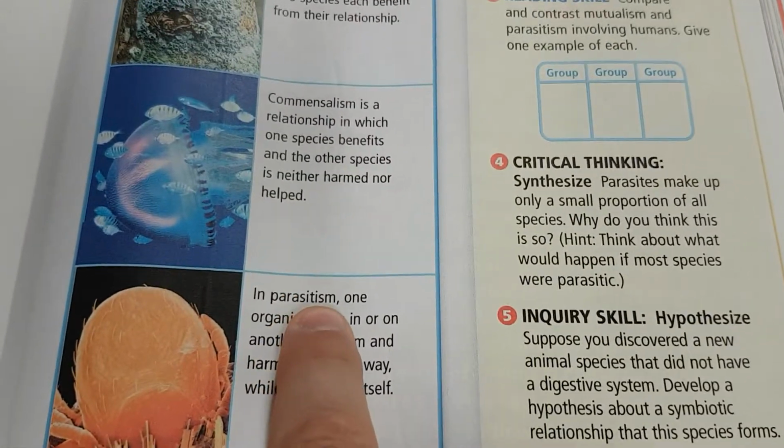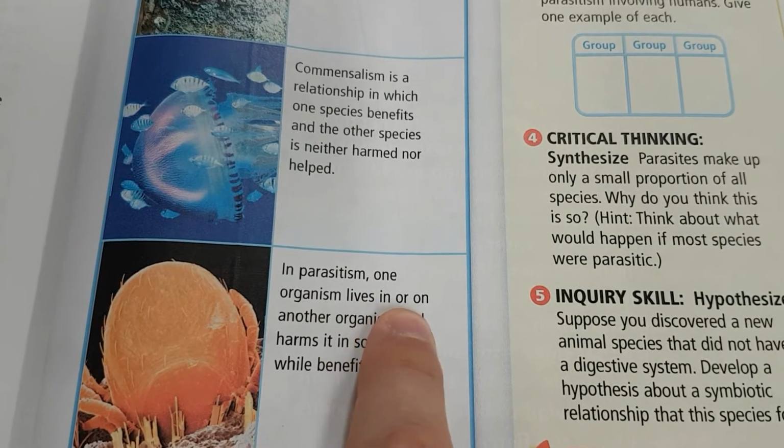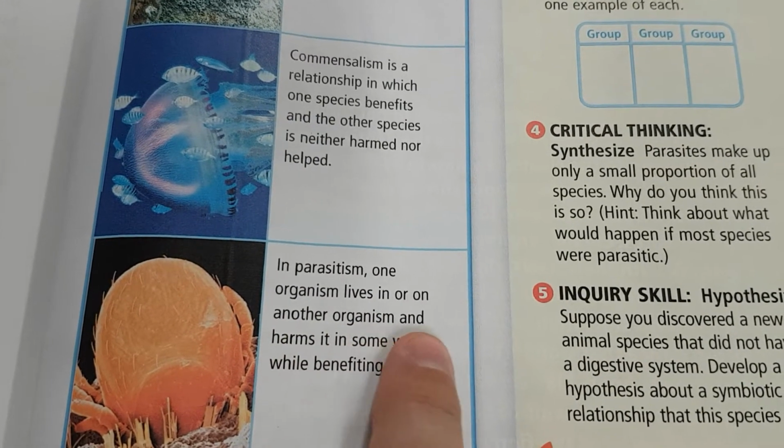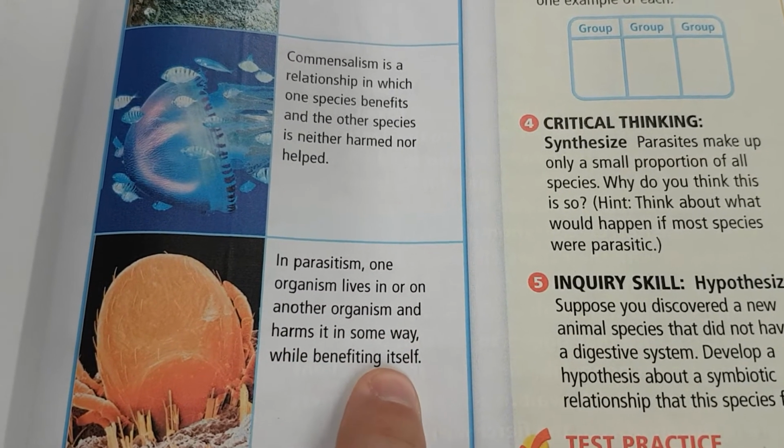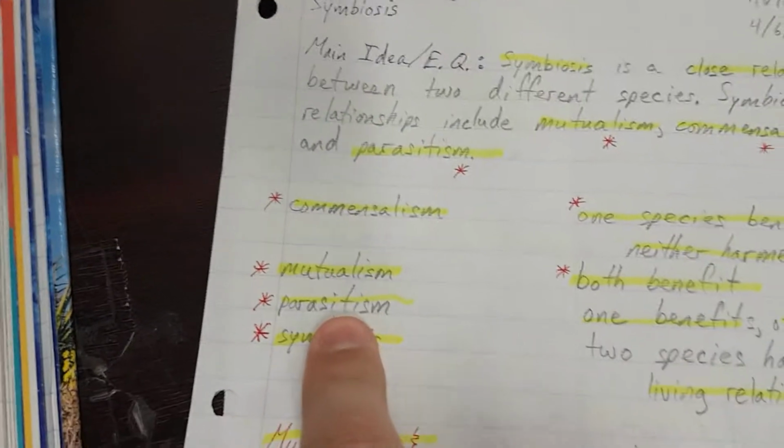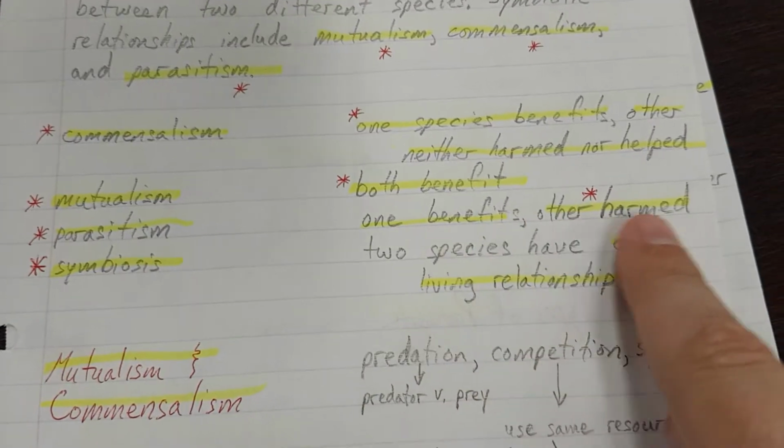In parasitism, one organism lives in or on another organism and harms it in some way while benefiting itself. Okay, parasitism. Parasitism is one benefits and the other is harmed.